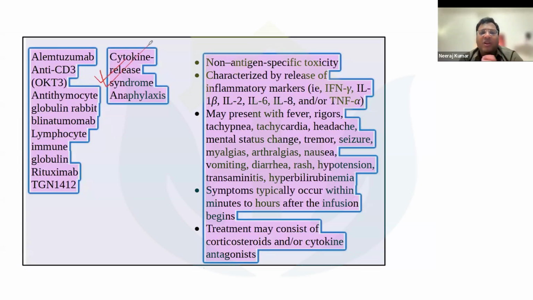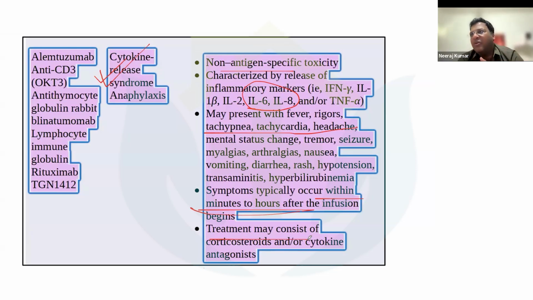So you understand, this is one of the important questions that may be asked in your exam related to anti-CD3 antibodies, or ATG antibodies, and rituximab also, if they ask about rituximab. They show a cytokine release syndrome anaphylaxis, not type 1, not IgE mediated, not mast cell release. That's why it is a non-antigen specific toxicity. Many of the times the cytokines get released in the form of interferon gamma, interferon beta, IL-1 beta, IL-2, IL-6, IL-8, or TNF alpha, and these patients may present with tachypnea, tachycardia, headache, and the symptoms usually occur within minutes to hours after the infusion. The treatment may consist of corticosteroids and cytokine antagonists.